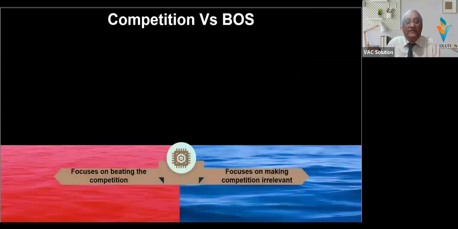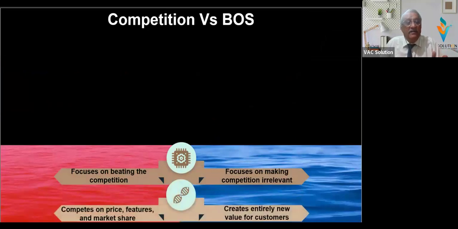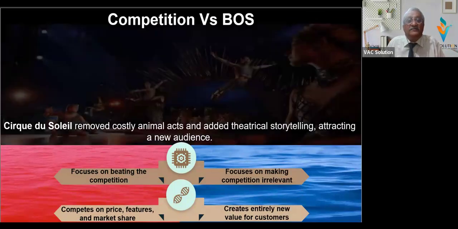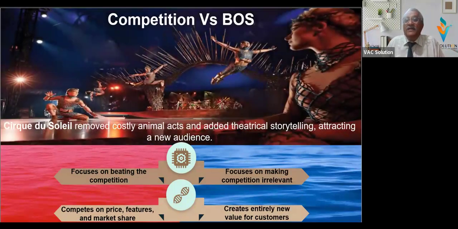Red ocean focuses on beating the competition. Blue ocean focuses on making competition irrelevant. Competes on price, features, and market share. Creates entirely new value for customers. Cirque du Soleil removed costly animal acts and added theatrical storytelling, attracting a new audience, becoming totally a new way. Have you seen a circus like this?